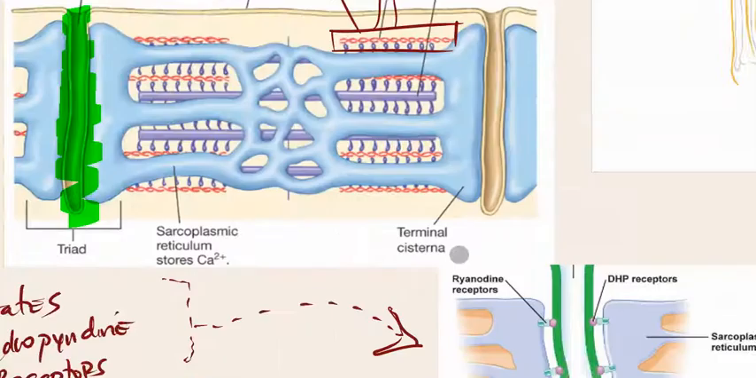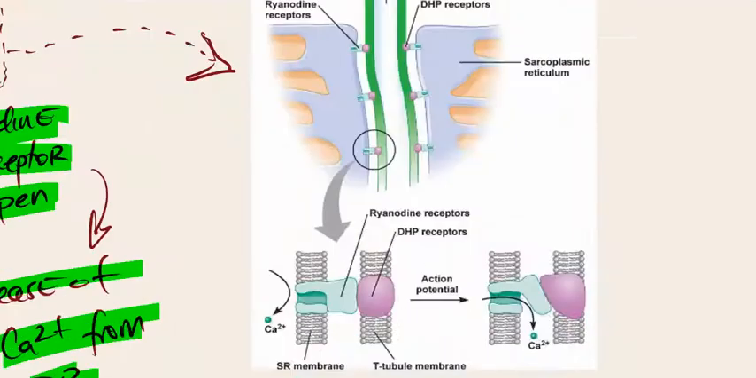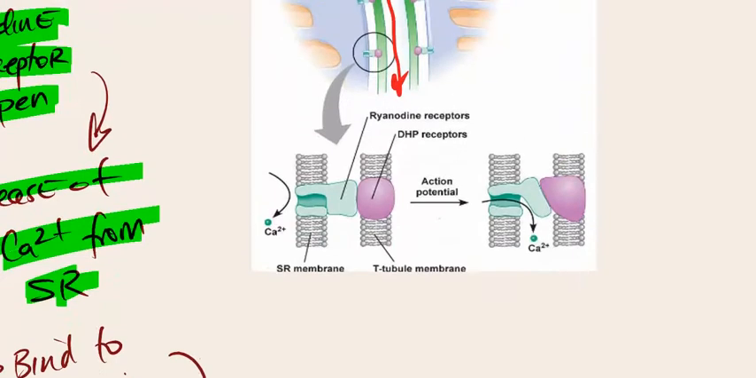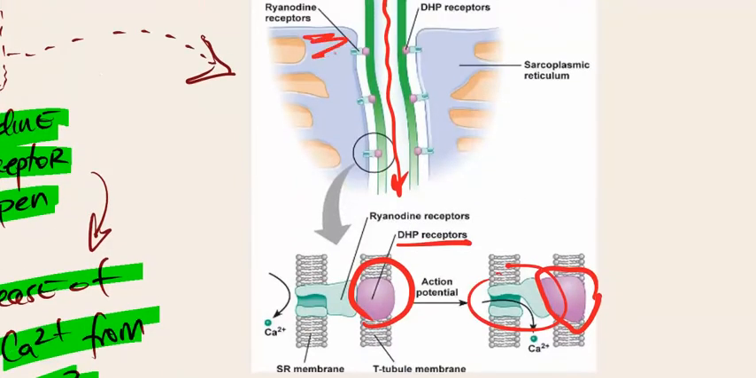So right here, there's a T tubule. The action potential will be propagated down like so. And once it's propagated down, it's going to activate this dihydropyridine receptor, which is going to shift a little bit here, and then it's going to open up this ryanodine receptor, and this ryanodine receptor is on your sarcoplasmic reticulum.